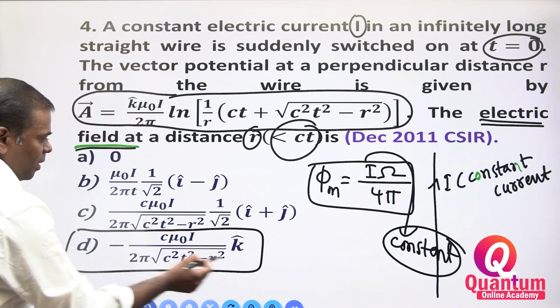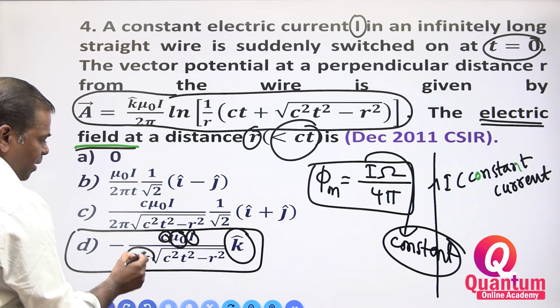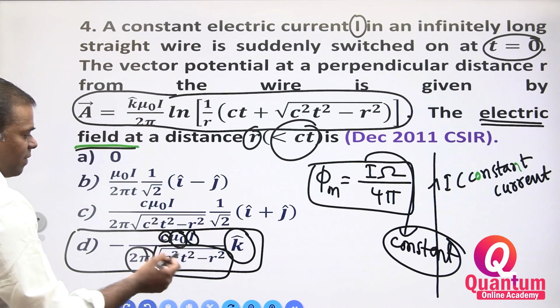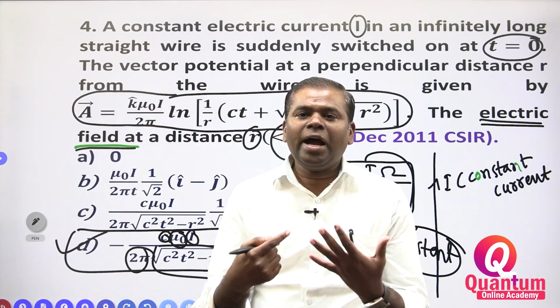Minus k cap mu naught IC divided by 2 phi into c square t square minus r square. Option D is correct. Like this we have to calculate.